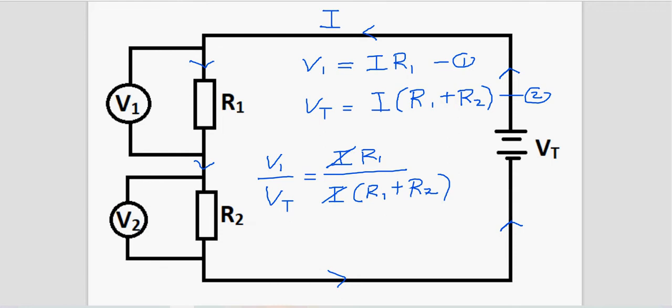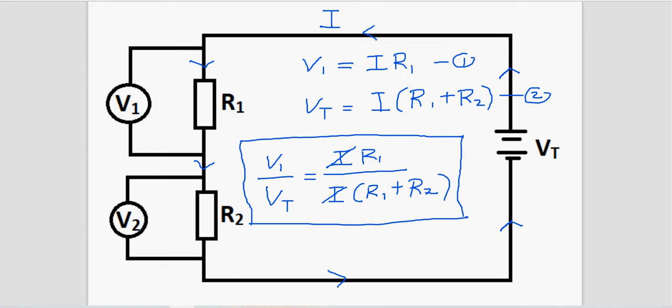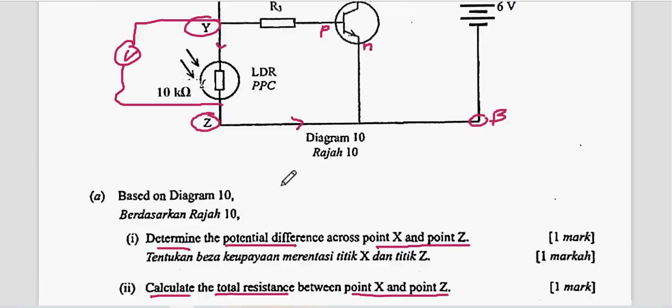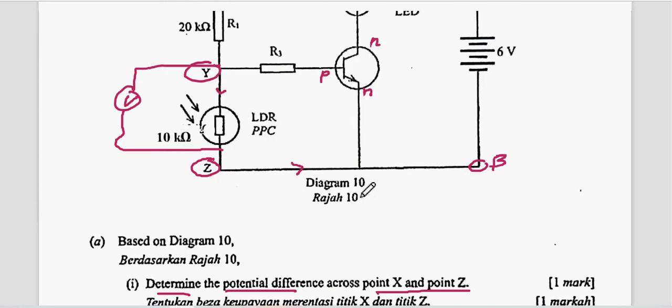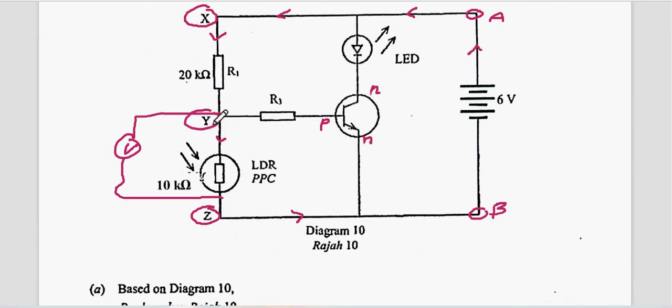Let's say you want to determine V2, just change this. So V2 over Vt equals R2 over R1 plus R2. This is the formula that you need to use when you want to determine either voltage or resistance in a transistor circuit. Okay, we go back to the question. Now, you want to determine the potential difference across YZ. Where is YZ? Here, YZ.